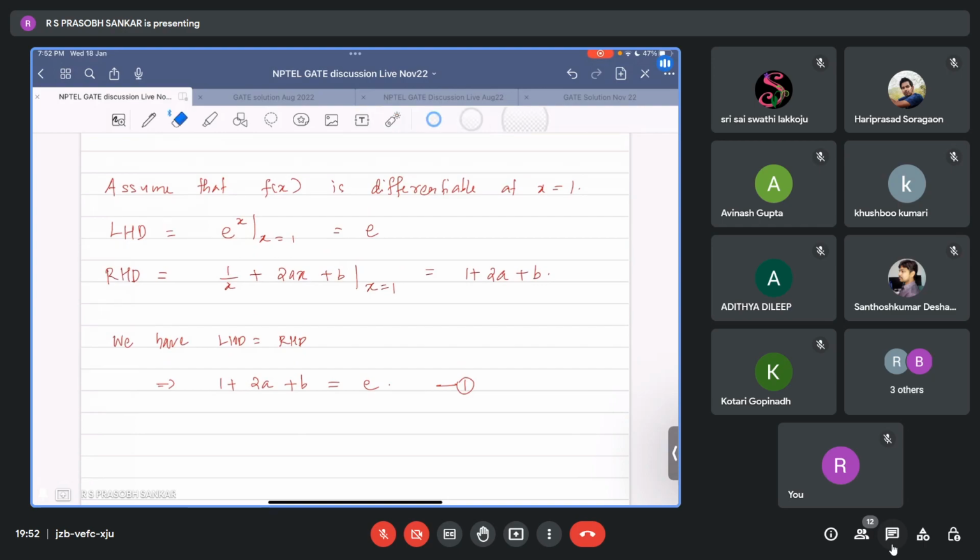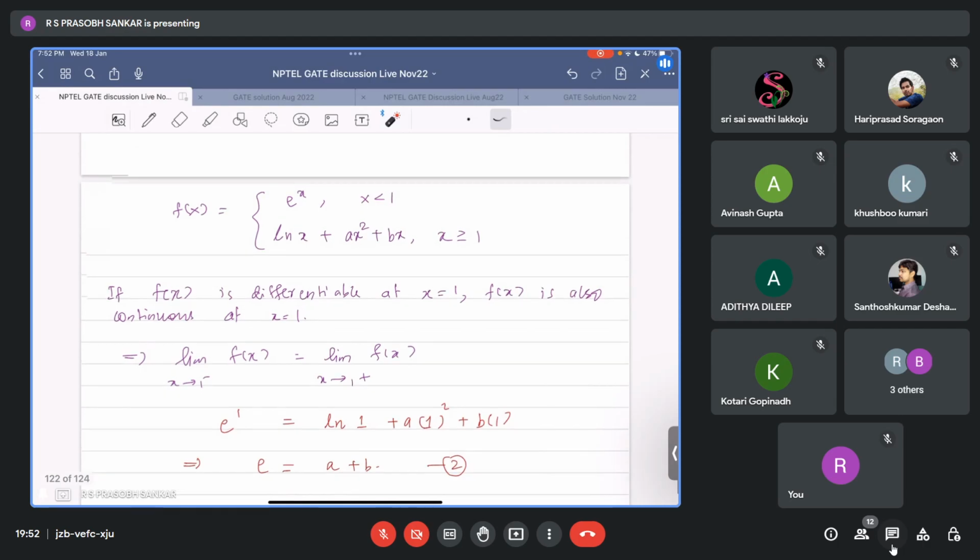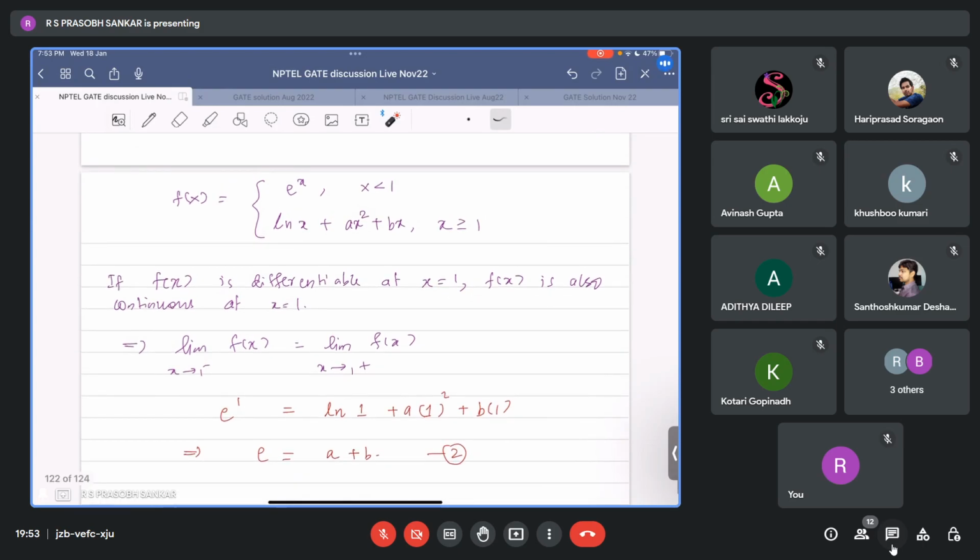Now what else can we do? We know that, or we are assuming that, the function f of x is differentiable at x equal to 1. So if the function is differentiable at x equal to 1, it should also be continuous at x equal to 1. That is a property. And what does that mean? The left hand limit of the function and right hand limit of the function at x equal to 1 should be same. So limit of x going to 1 minus f of x should be same as limit of x going to 1 plus f of x.